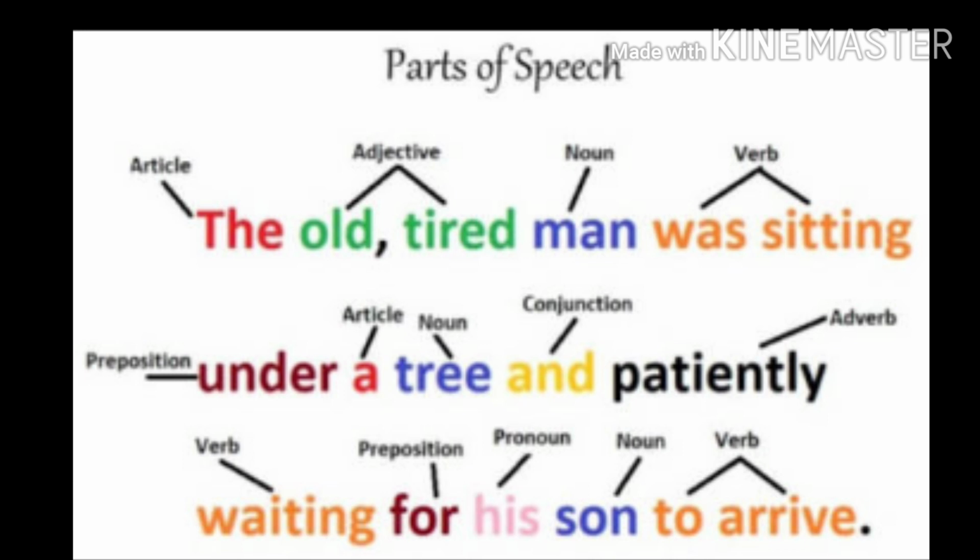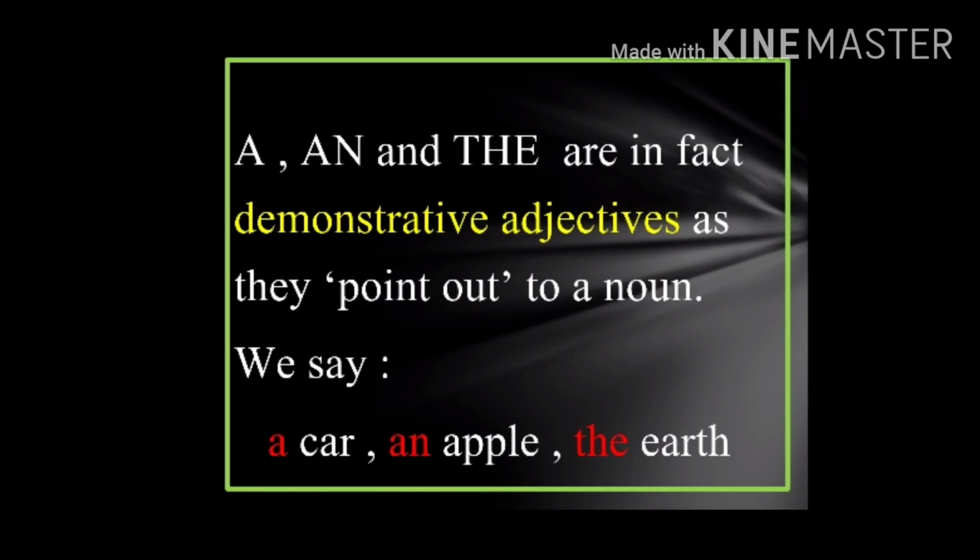So what about those 3 words? They are not a part of speech. Then what about those? They are adjectives. Actually, they are demonstrative adjectives. Why am I calling those demonstrative adjectives? Because we use this article always before a noun, and what describes a noun is an adjective. You're right. So that is why we take a, an, and the as demonstrative adjectives.